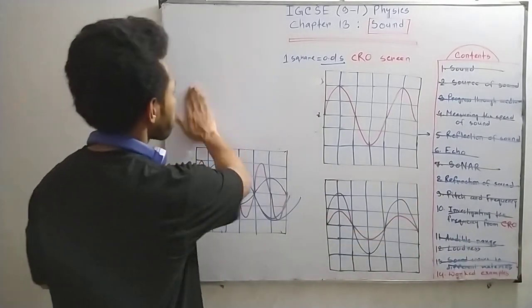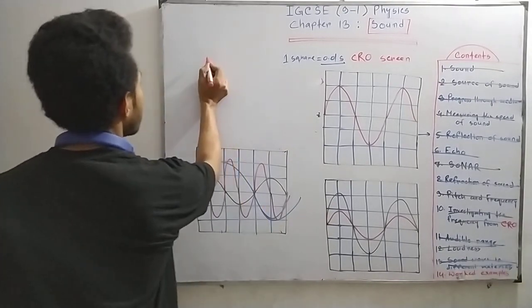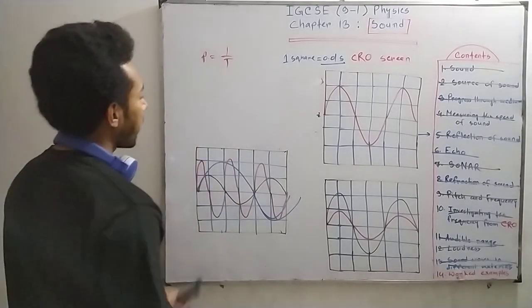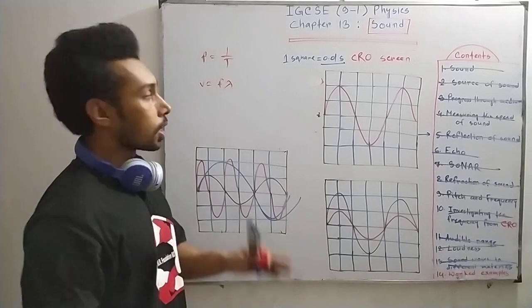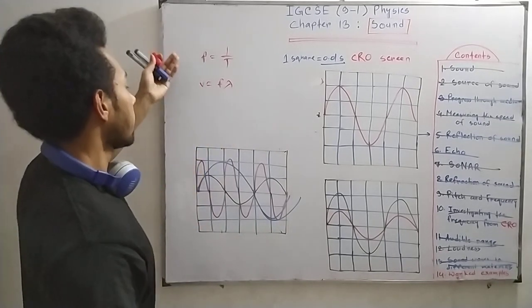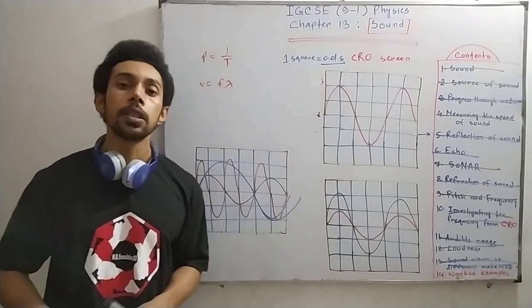And for doing the worked examples in your book, you will use this formula: f is equal to 1 by T, frequency and time period. The wave equation can also be used. If you know the frequency and wavelength, you can find out the speed of the sound, and you can find out anything if the other data is given.